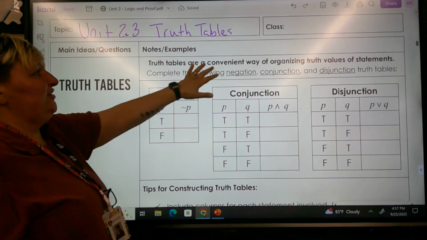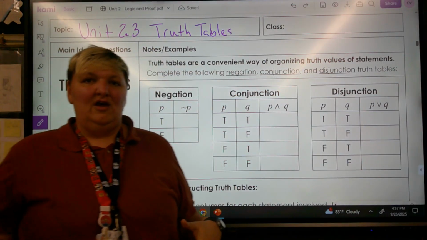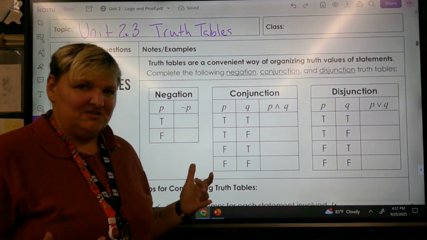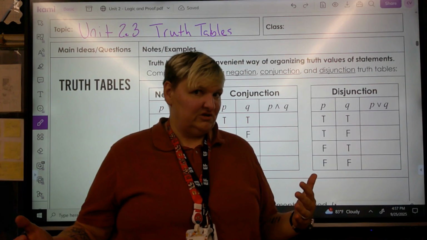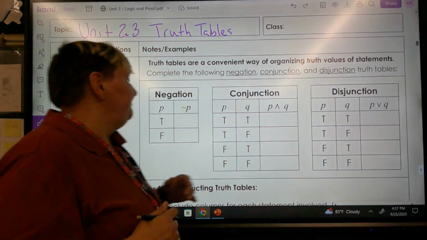Alright, truth tables are a convenient way of organizing truth values and statements. So when we have P and Q or P or Q, there's a certain number of possibilities that exist depending on whether or not each statement is true or false. A truth table is just a way to organize that information, right?